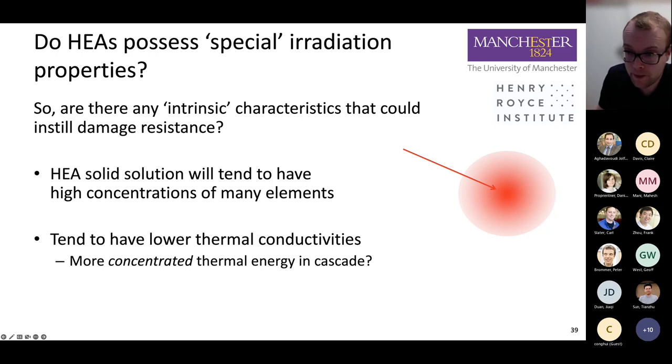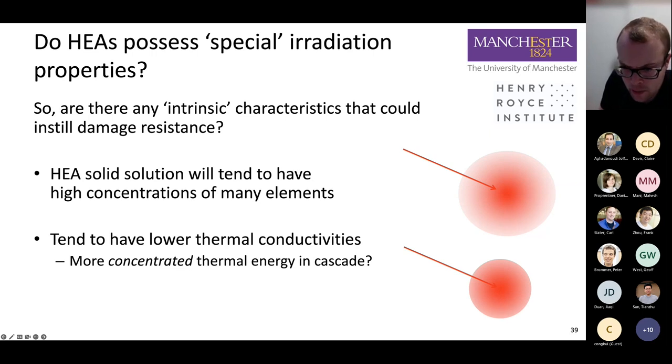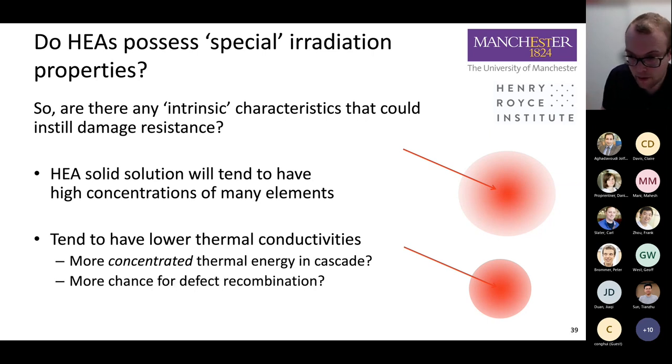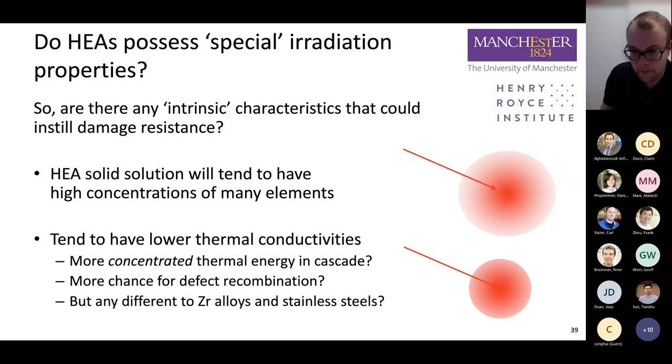So imagine the overall thermal spike, if you like, associated with the cascade looked like that in a conventional alloy. In a high-entropy alloy, do we get a more localized displacement cascade? Is the thermal energy concentrated over a smaller volume, and does this help us in terms of providing a chance for defect recombination? So that could be one example.